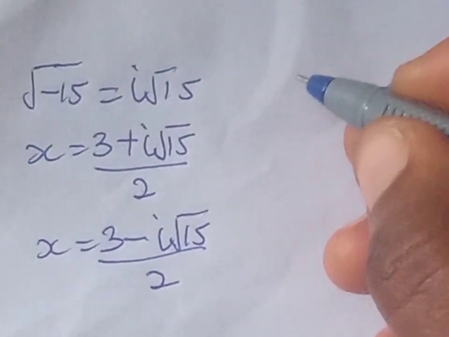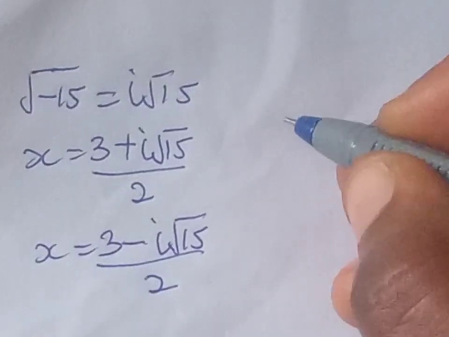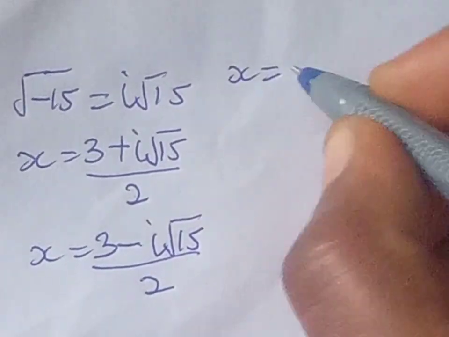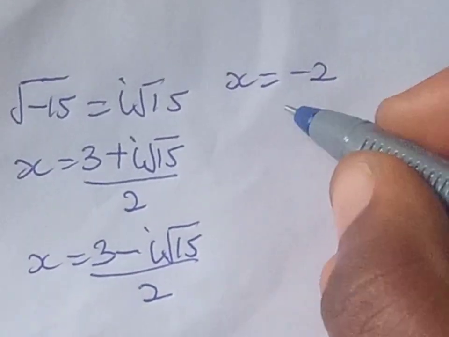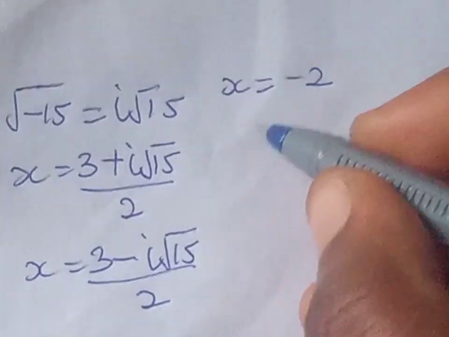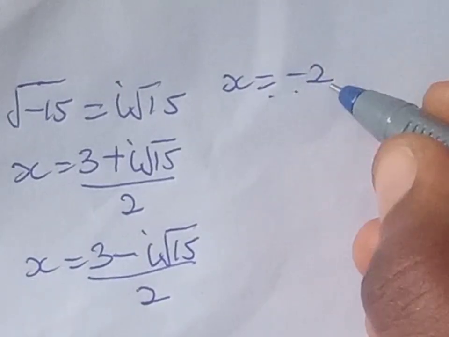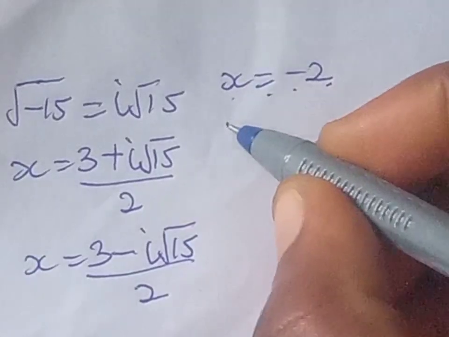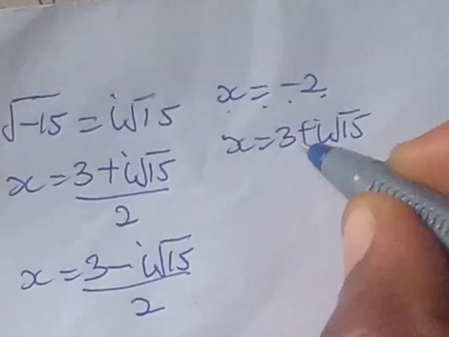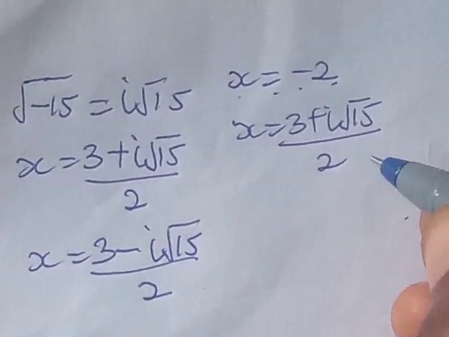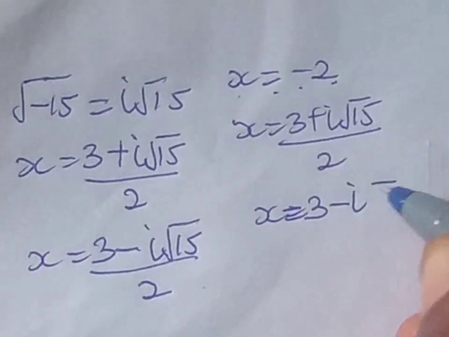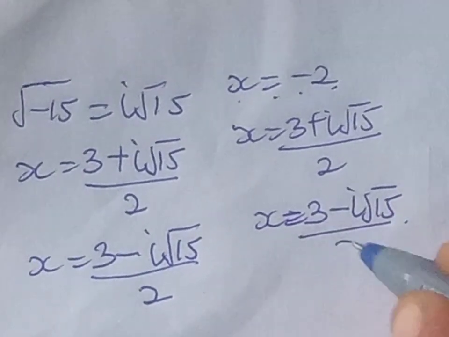If the problem is asking for real numbers, then the only real solution to this expression is x equals minus 2. But if complex numbers are also allowed, then there are 3 solutions. The first solution is x equals minus 2. The second solution is x equals 3 plus i times root 15 divided by 2. And the third solution is x equals 3 minus i times square root of 15 divided by 2.